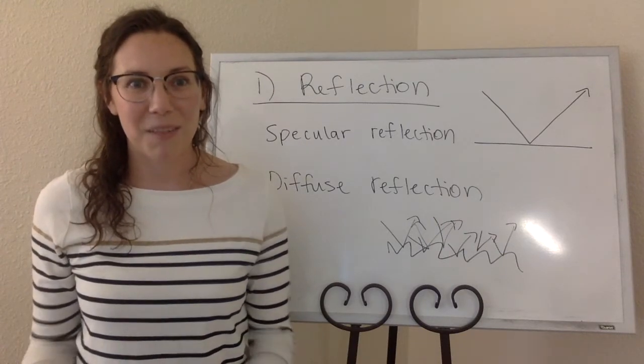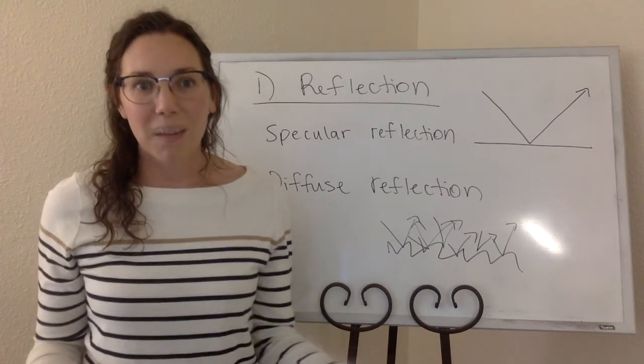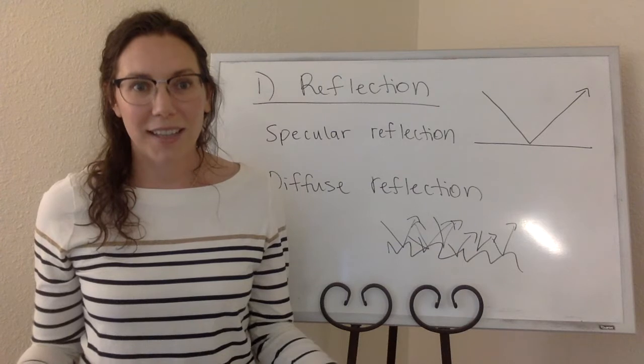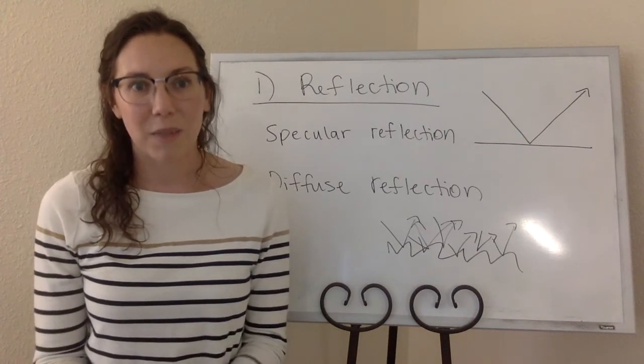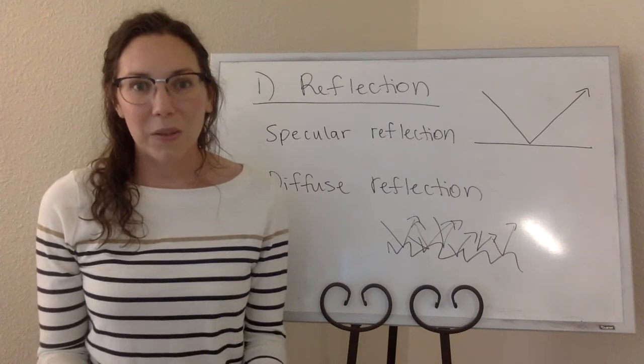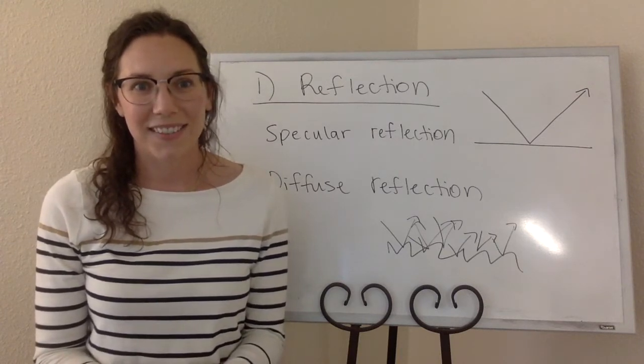When light encounters a boundary, part of the light is transmitted into the second media, and the part that's transmitted is refracted or bent. And then part of the light is reflected back into the first media. So we'll go through how reflection and refraction of light work in this section.